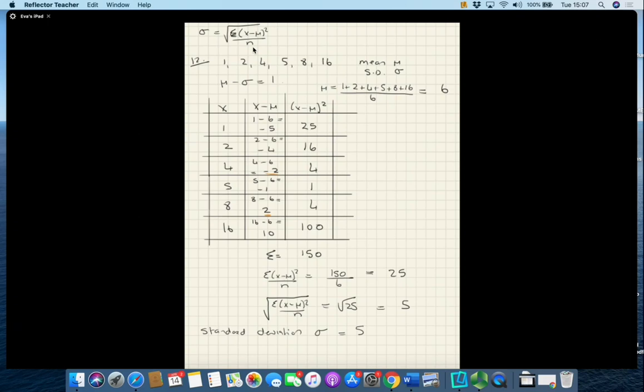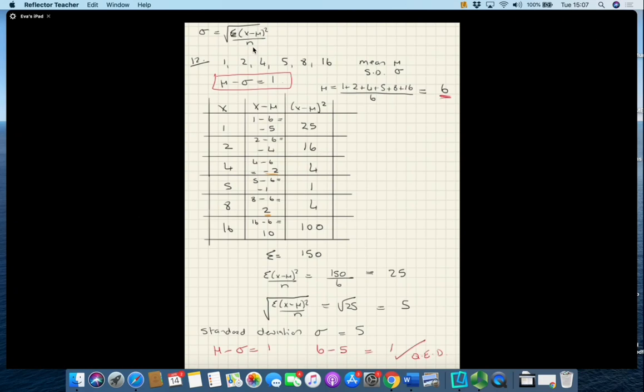Okay, so not overly difficult, just tedious, very tedious to do by hand. Okay, so the question then asked to show that mu minus sigma was equal to 1. Well, yes, we do have that my mu was 6 minus my standard deviation, which was 5. So it is indeed equal to 1, and that's it proven, QED.